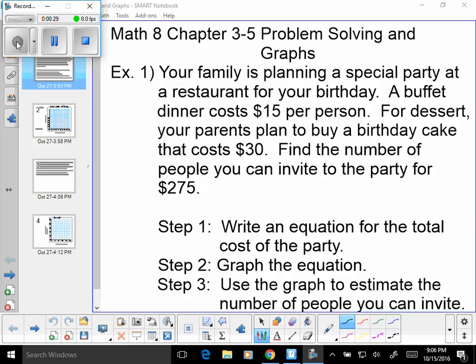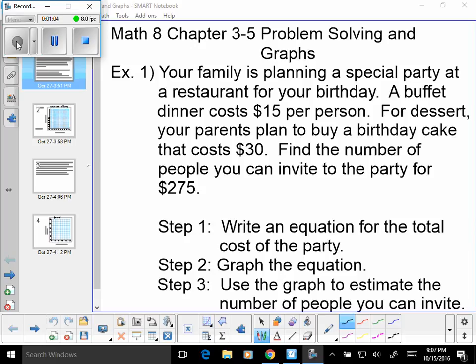Your family is planning a special party at a restaurant for your birthday. A buffet dinner costs $15 per person. Now think about it, folks. That's probably going to mean that you're going to need to multiply 15 times whatever number of people are going to come to the party. Now for dessert, your parents are going to plan to buy a birthday cake that costs $30. So you're going to pay for the $15 per person, and that means plus the $30 for the cake.